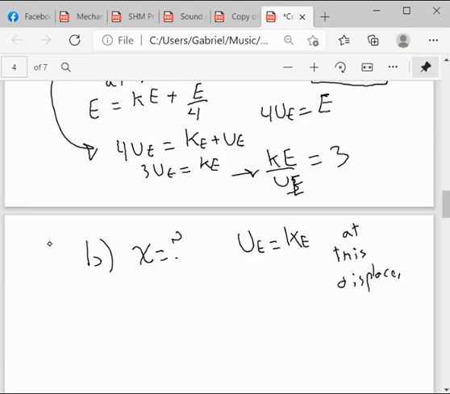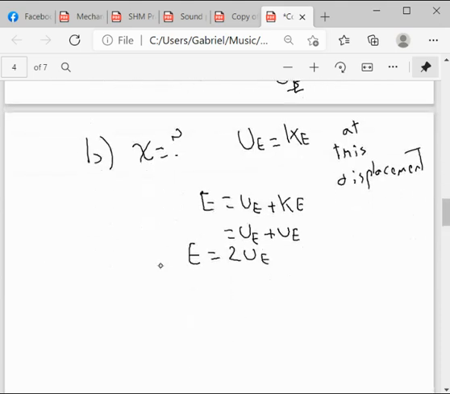Well, if we're lost, we can go back to the formulas we worked on. We still know that the total energy is equal to the sum of the two. But in this case, at this displacement, the kinetic energy is equal to the potential energy. So total energy is actually equal to 2 times the potential energy. That's kind of neat because we know exactly what the total energy is based on the amplitude, which is given to us, and we know that potential energy is 1/2 k x squared, and this is the position we're looking for.